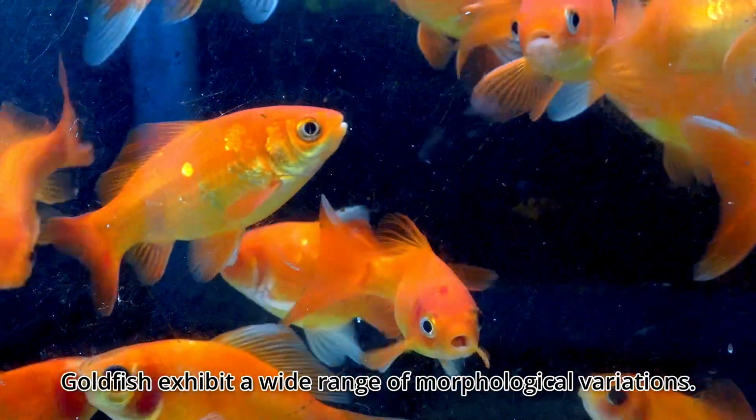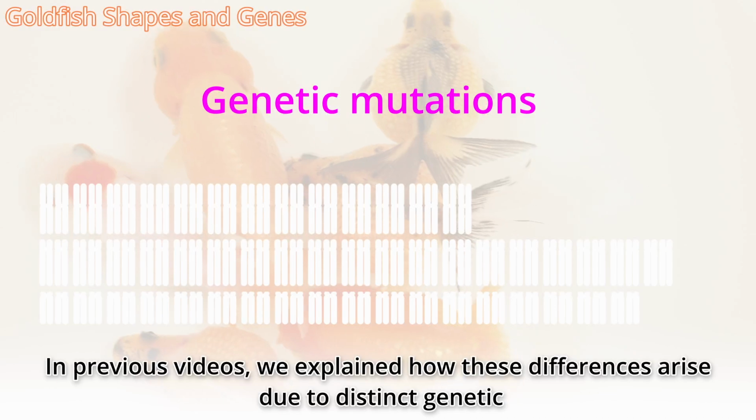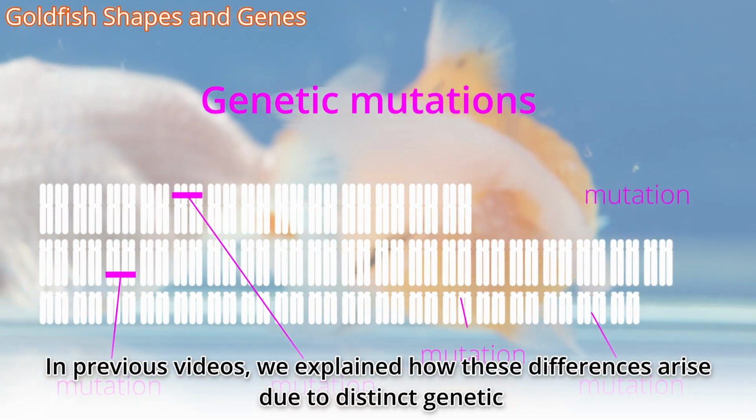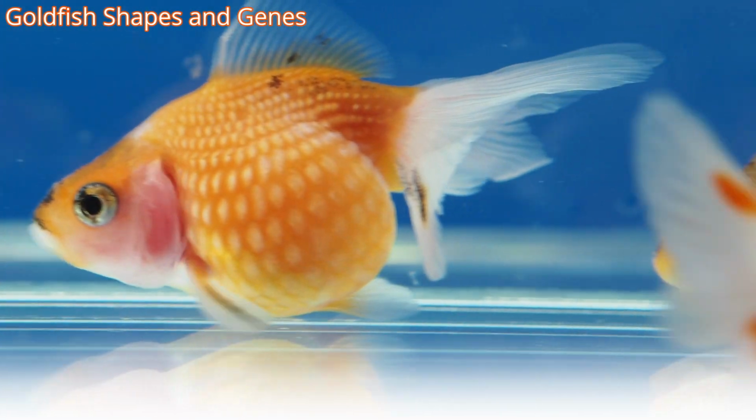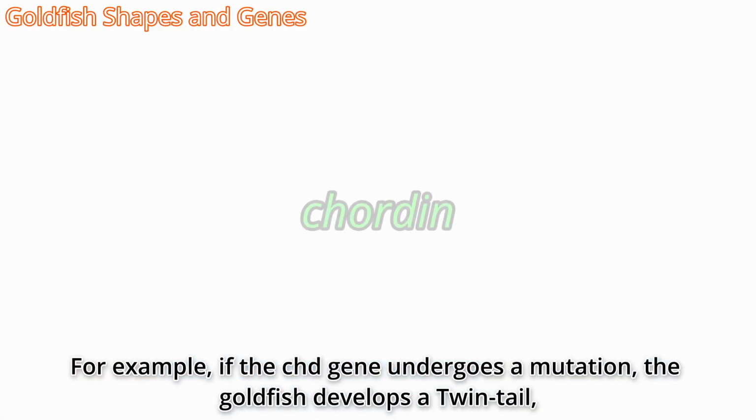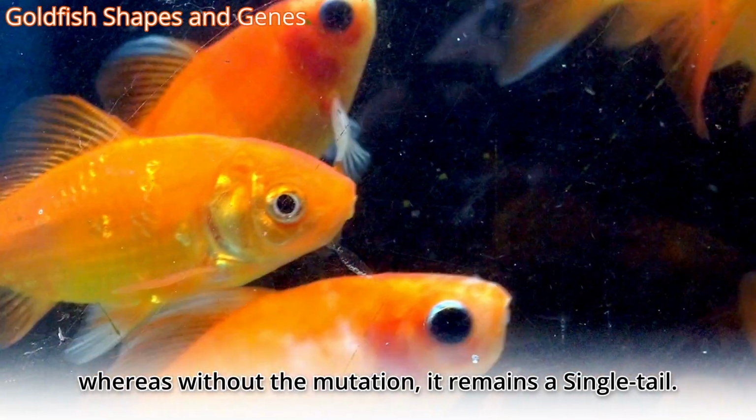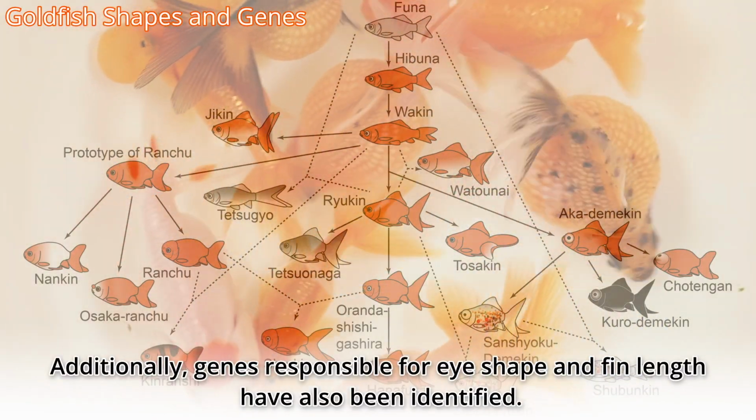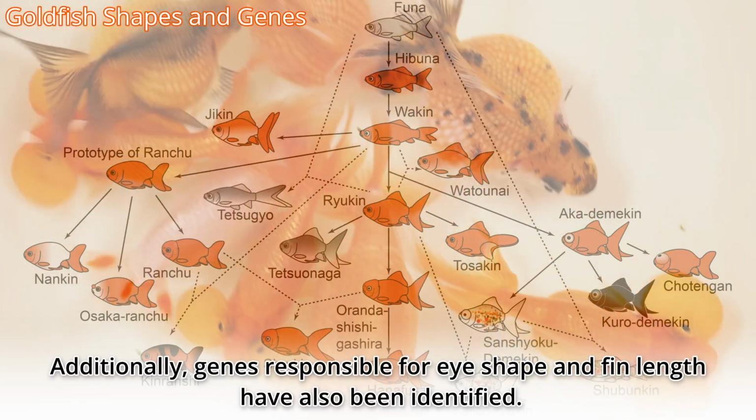Goldfish exhibit a wide range of morphological variations. In previous videos, we explained how these differences arise due to distinct genetic backgrounds among different strains. For example, if the coding gene undergoes a mutation, the goldfish develop twin tail, whereas without mutation, it remains a single tail. Additionally, genes responsible for eye shape and fin length have also been identified.